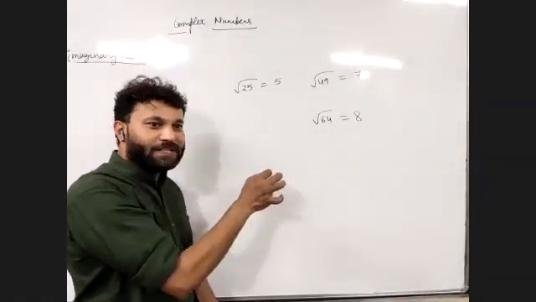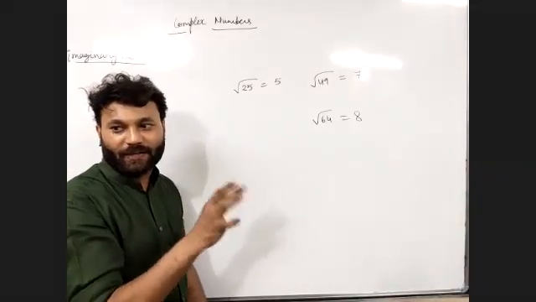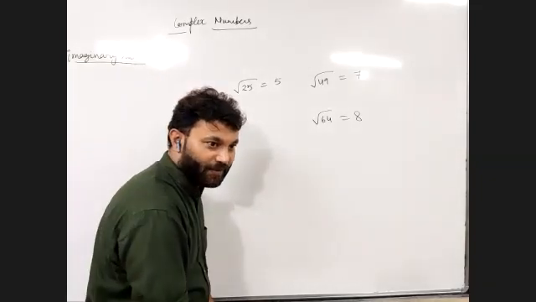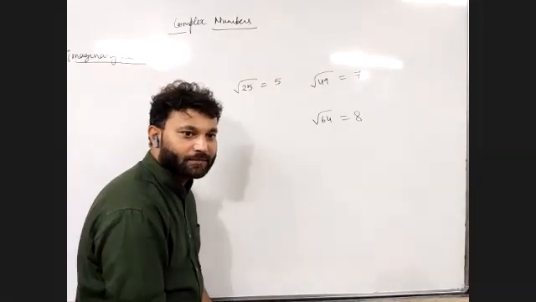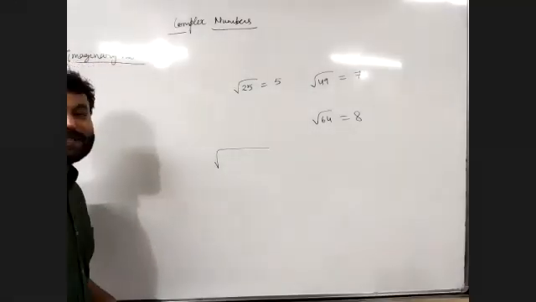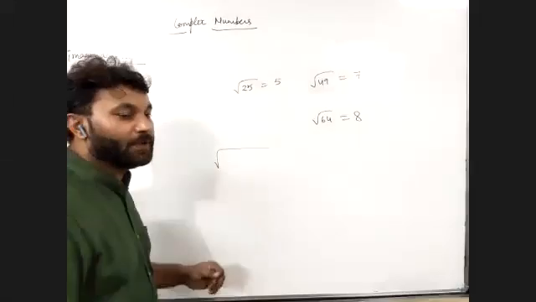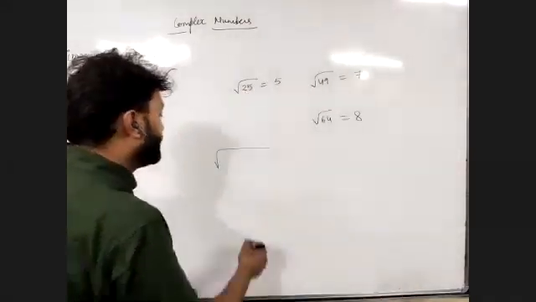By square root, we simply mean breaking the number into two exactly equal factors. Under root 25 is 5, because 5 into 5 is 25. It is possible to find out the square root of positive numbers because it is possible to break a positive number into two exactly equal factors.